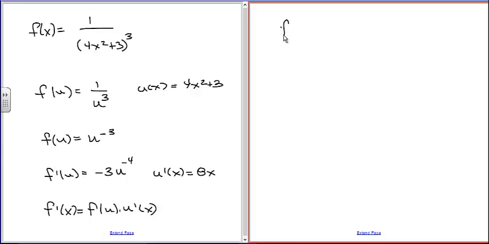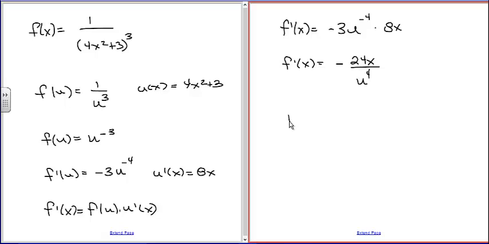So now we substitute in. So for f prime of u, we have -3u to the -4. For u prime of x, we have 8 times x. So before we substitute u back in, let's just move the u to the denominator. So we take the negative exponent and move it to the denominator.